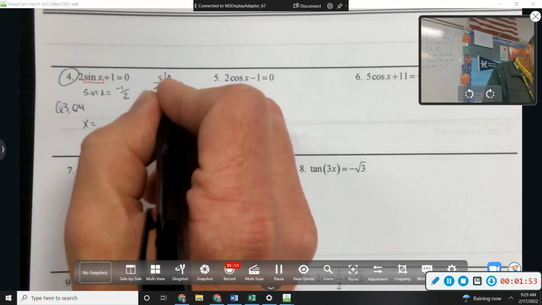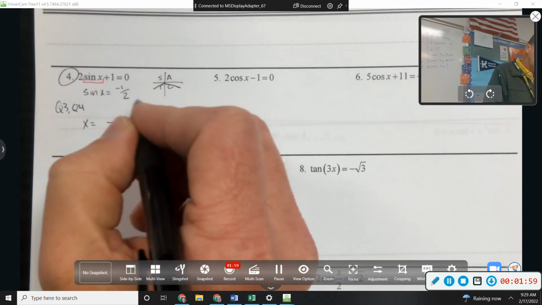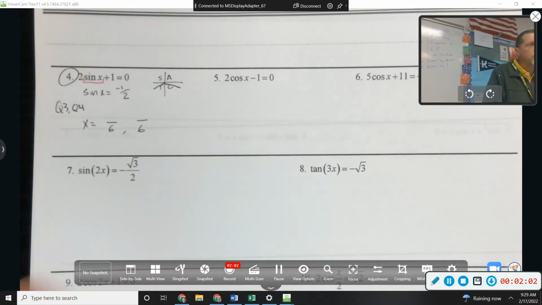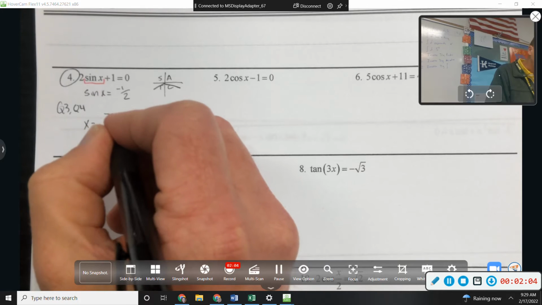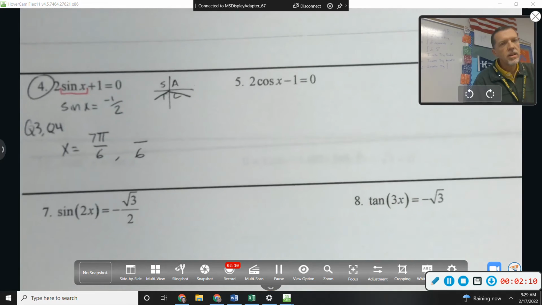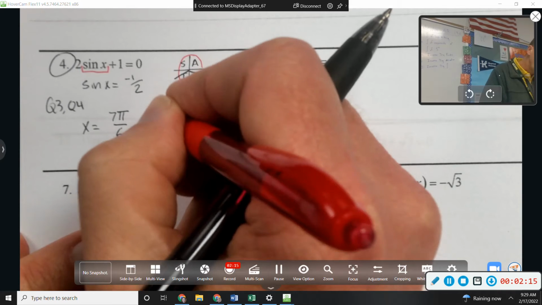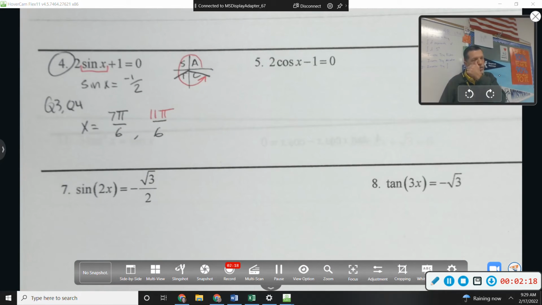So let's see. The shallow angles are all over 6. No, we're talking angles, so there's no roots involved. The angle is 7 pi over 6. And what about that fourth quadrant angle? Good. We have to go the long way around because we have to have our answer between 0 and 2 pi. So 7 pi over 6 and 11 pi over 6. And again, we know in the back of our mind there's a lot of other answers, but those are the only ones we want between 0 and 2 pi.